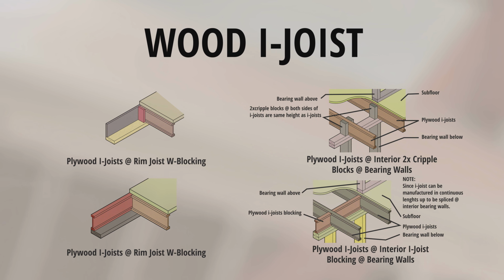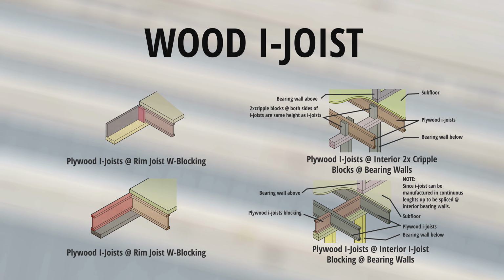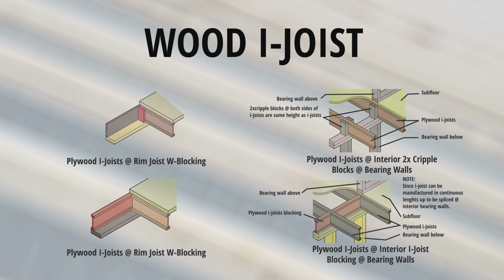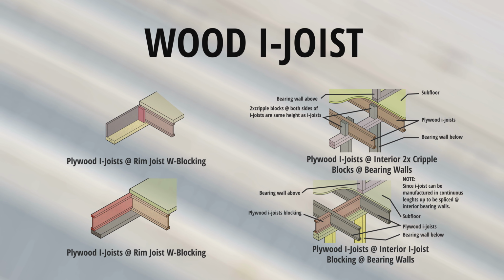sizes. Plywood I-joist at interior 2x cripple blocks and bearing wall. Bearing wall above, 2x cripple blocks at both sides of the I-joist are the same height as I-joists. Subfloor, plywood I-joist, bearing wall below.